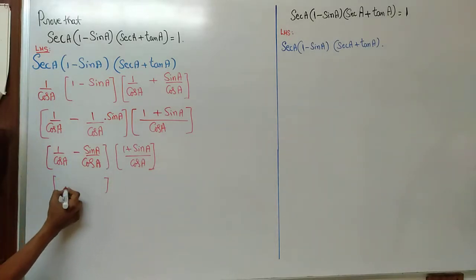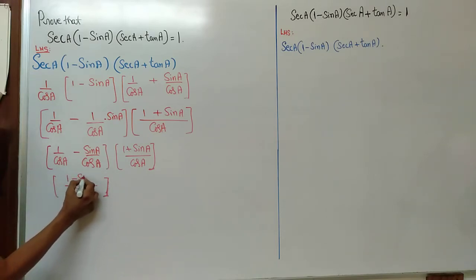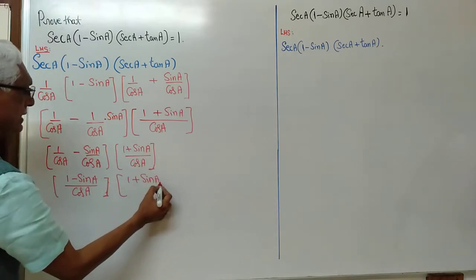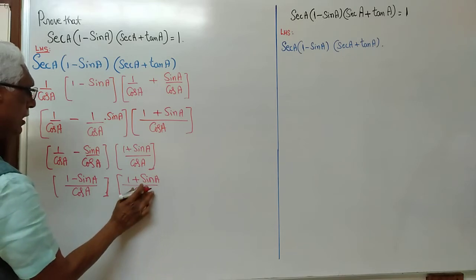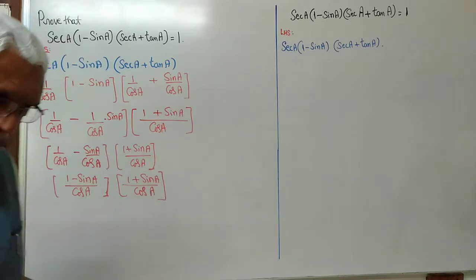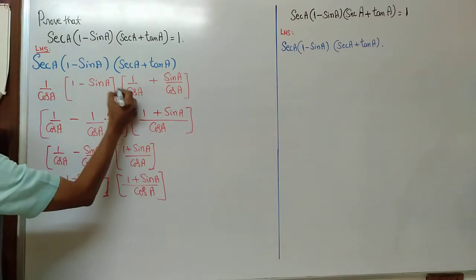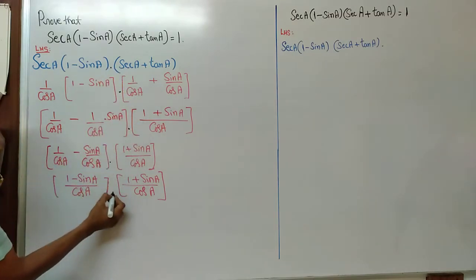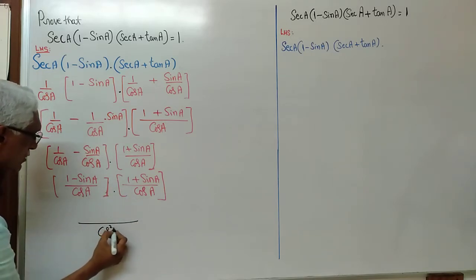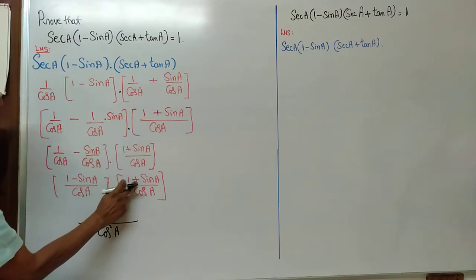Story repeats. Denominators are the same. So cos A is the LCM and you get 1 minus sin A into 1 plus sin A divided by cos A. Agreed? Understood? Just observe how I proceed from here. After all, it is a product, my dear children, right? So the denominator, cos A into cos A, is cos square A. Beauty. A minus B into A plus B.